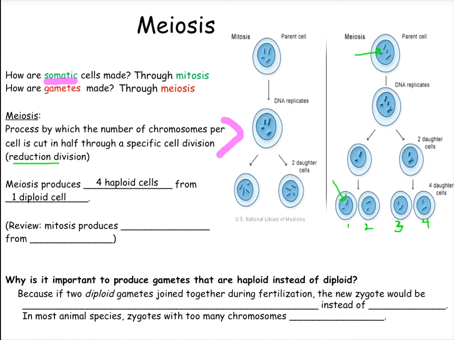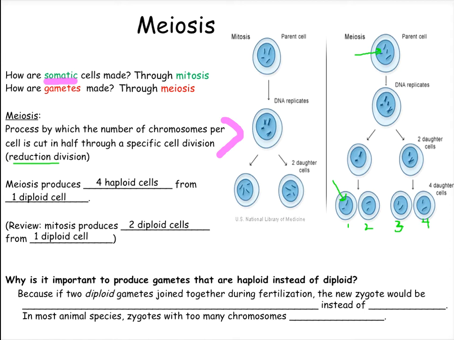In contrast, if we think back to what we learned about mitosis in the last section, we said that mitosis is going to produce 2 new diploid cells from every diploid cell that it starts with. Because in mitosis, we wanted our daughter cells to be exactly alike in chromosome number to their original cell. But in meiosis, we don't want that. We want our new cells to be haploid because we're going to use those haploid cells to join together in fertilization.